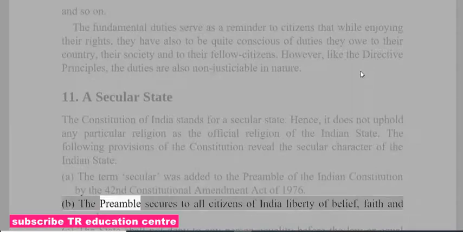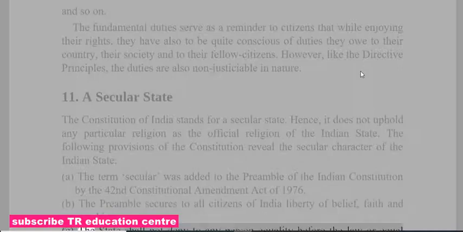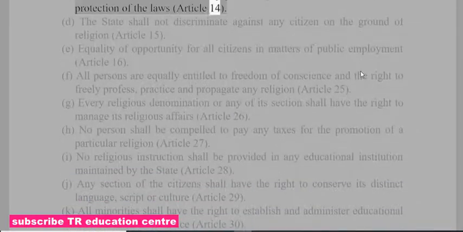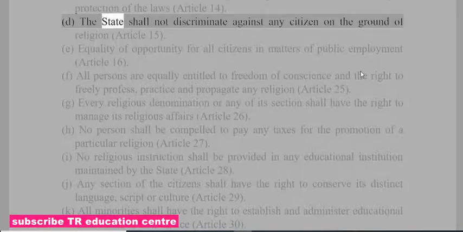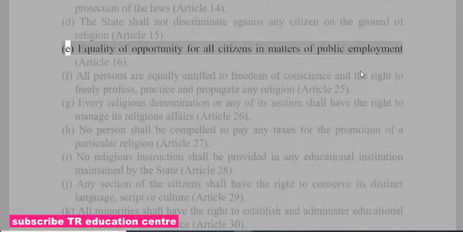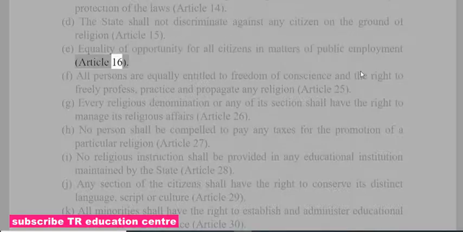B. The preamble secures to all citizens of India liberty of belief, faith and worship. C. The state shall not deny to any person equality before the law or equal protection of the laws. Article 14. D. The state shall not discriminate against any citizen on the ground of religion. Article 15. E. Equality of opportunity for all citizens in matters of public employment. Article 16. F.